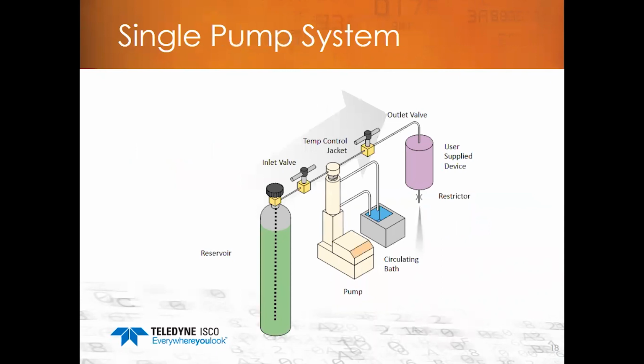A D-series single pump system consists of a single pump and a controller. A total system consists of, starting from left to right, a refill reservoir or supply tank, an inlet valve that is either manually operated or automated, a syringe pump, an outlet valve, and a user supply device such as a reactor or other device. Then finally at the end, a restrictor such as a back pressure regulator. Also shown in this drawing is a water bath, which can supply a temperature-controlled fluid to the temperature control jacket installed in a pump. The temperature control jacket is an option in our pumps. We will discuss this a little bit later in the presentation.